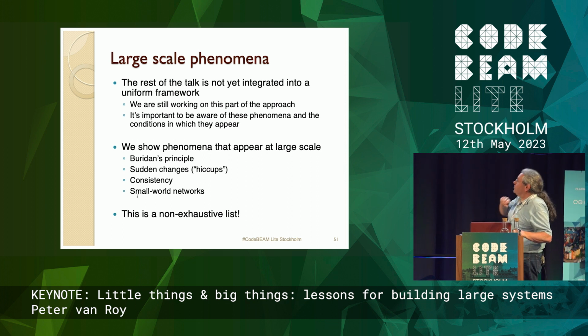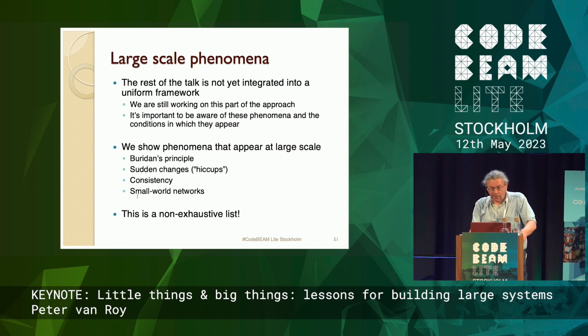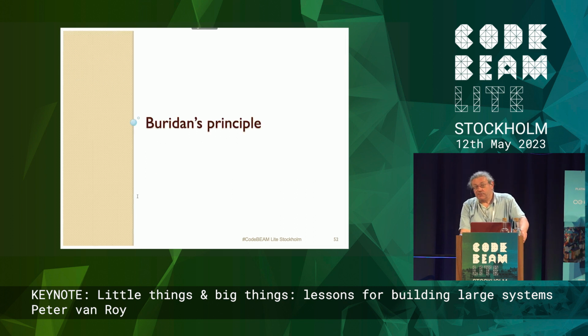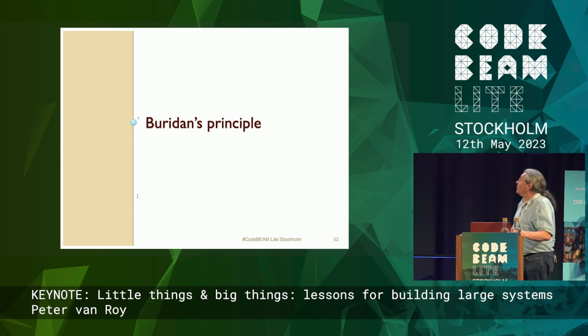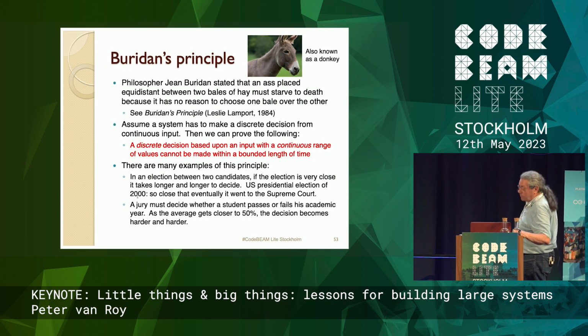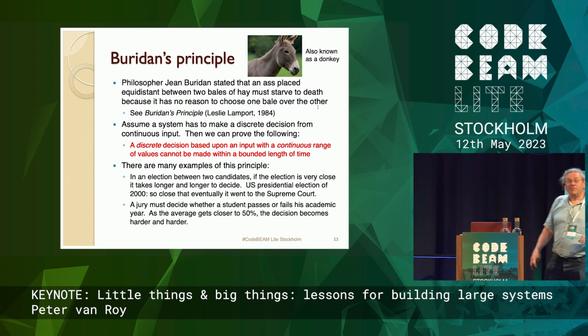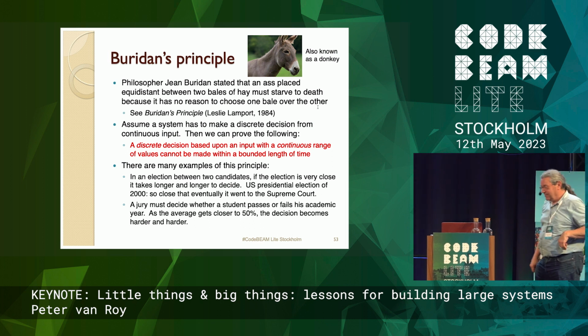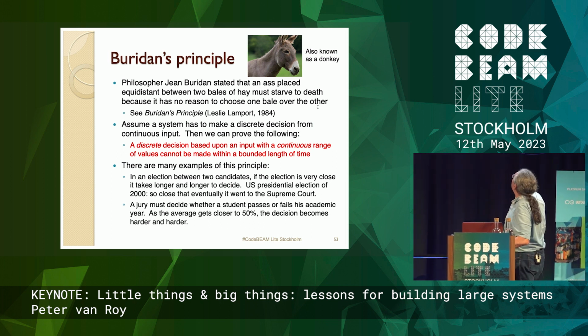And one of the really interesting ones is Buridan's principle. So if you have not seen this, this is really a mind-opening idea. This is a medieval philosopher, Jean Buridan, one of these scholastics. He stated that an ass placed equidistant between two bales of hay must starve to death because it has no reason to choose one bale over the other. So the ass is completely rational. An ass is also known as a donkey, by the way. But in the olden days, people called it an ass, so I kind of like the old terminology.